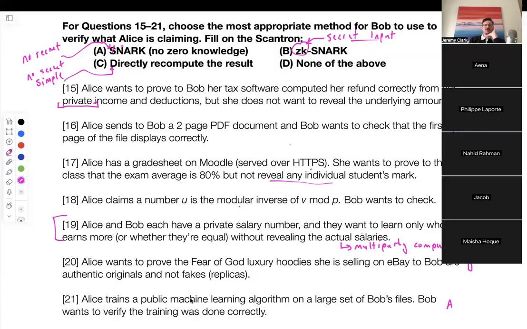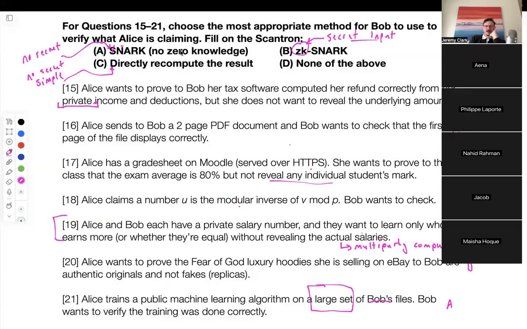The last one says Alice trains a public machine learning algorithm on a large set of Bob's files. So I'm going to assume that Bob knows his own files. They're his. Okay. So Bob wants to verify the training was done. Because it's a large set, that's sort of the key. We're in this world of between A and C. Is it a simple thing that I'm verifying, or is it a large thing? So there's no secrets. So I can do A or C.